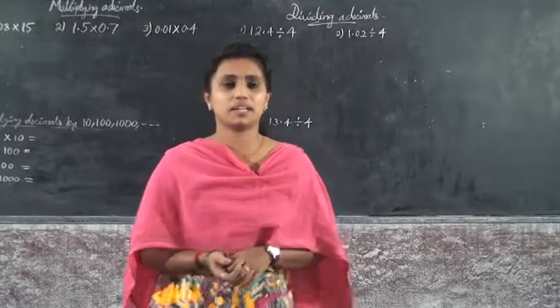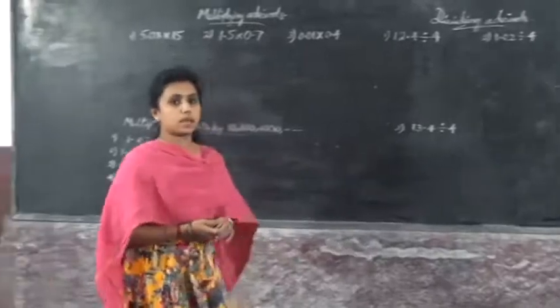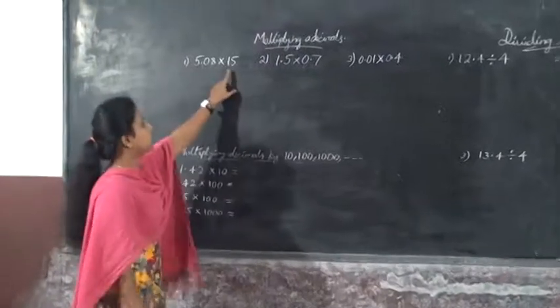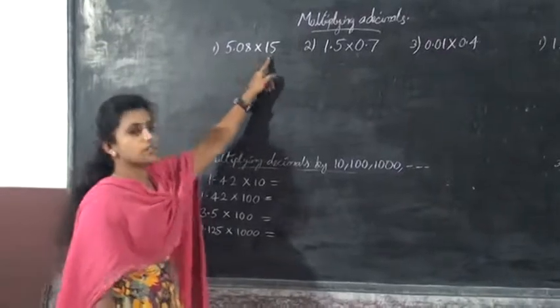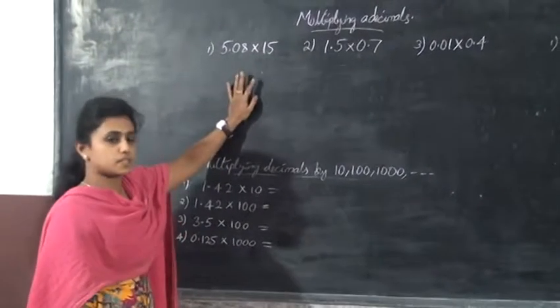Okay, now look here. Here you want to multiply a decimal number by a whole number. Okay, 5.02 into 15. 15 is a whole number. So how will you multiply such types of problems?